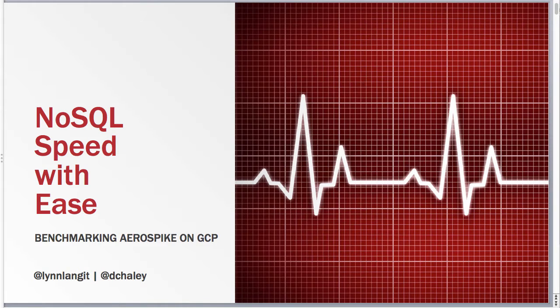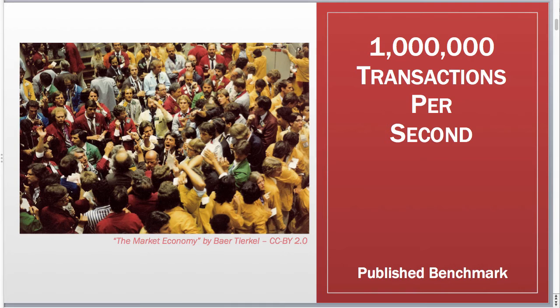Hi, I'm Lynn Langett. In this screencast, we're going to look at NoSQL Speed with Ease, benchmarking Aerospike on the Google Cloud platform. This is based on work that I've done with David Haley and the Aerospike team. I've been working with Aerospike for a while, and I've already validated 1 million transactions per second. That was actually on a different cloud.